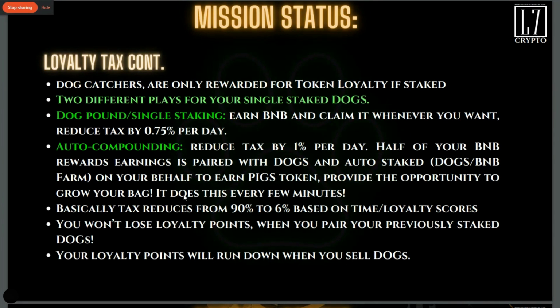Loyalty score continued. Dog catchers are only rewarded for token loyalties if they're staked. Again, there's 2 different plays for the single stake dogs. You have the dog pound single staking pool. You can earn your BNB and claim it whenever you want. This reduces your tax by 0.75% each day. Then you have the auto compounding pool, and this reduces your tax by 1% a day. And no, you cannot combine the 2. It's a separate stake, so it's separate taxes reduction.